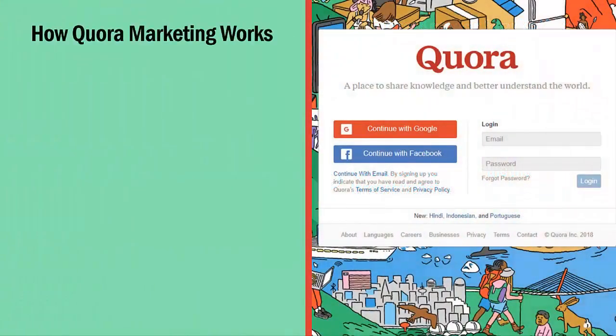How Quora marketing works. You find a question that's related to your niche. How do you do this? You can use targeted niche keywords or you can simply click through Quora and look at their related questions. Regardless of how you find a question, the question must be directly or closely related enough to the problem solved by the product you are promoting.